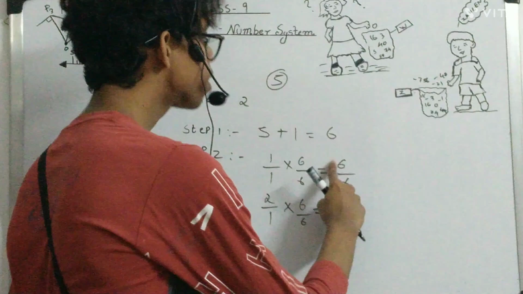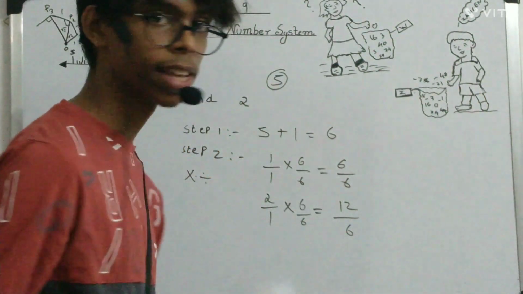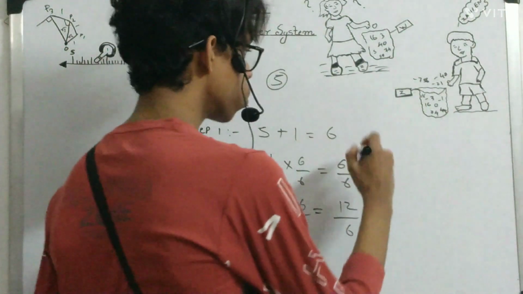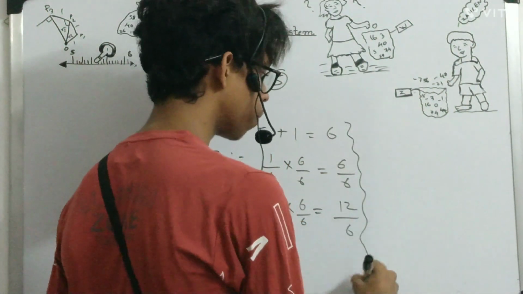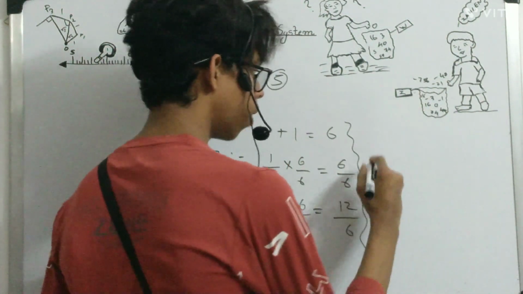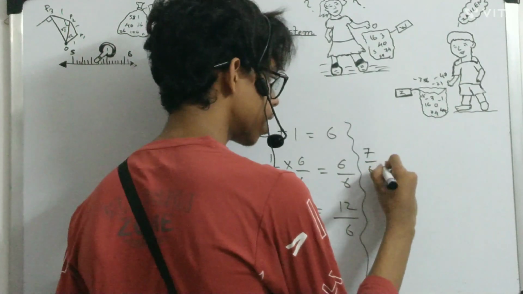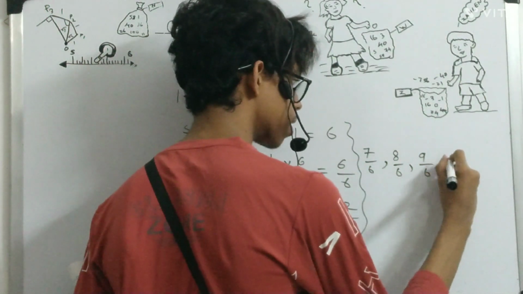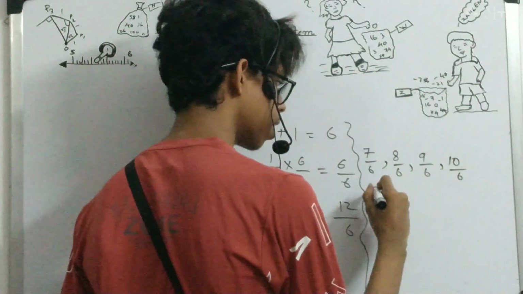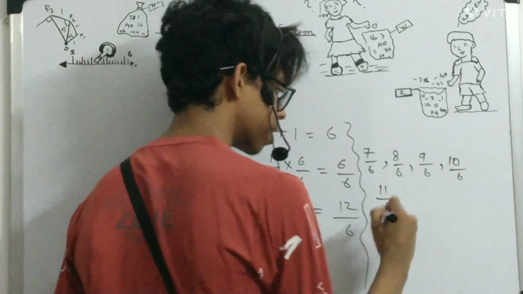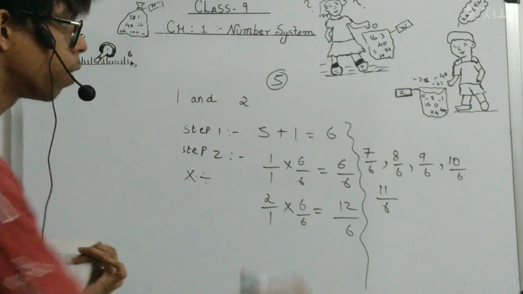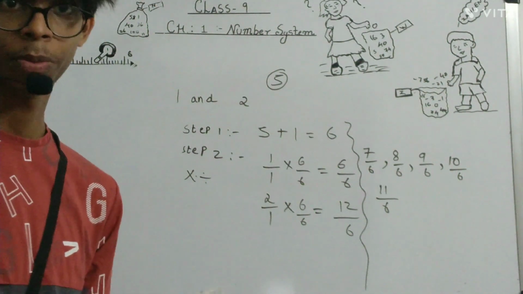Now between 6 by 6 and 12 by 6, isn't it easy for us to write 5 rational numbers? So how will you write the 5 rational numbers in between these two numbers? I can write 7 by 6, 8 by 6, 9 by 6, 10 by 6 and 11 by 6. See, exactly I got 5 rational numbers between these two numbers.